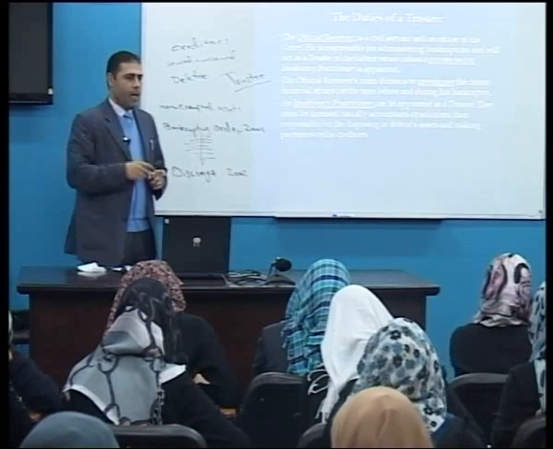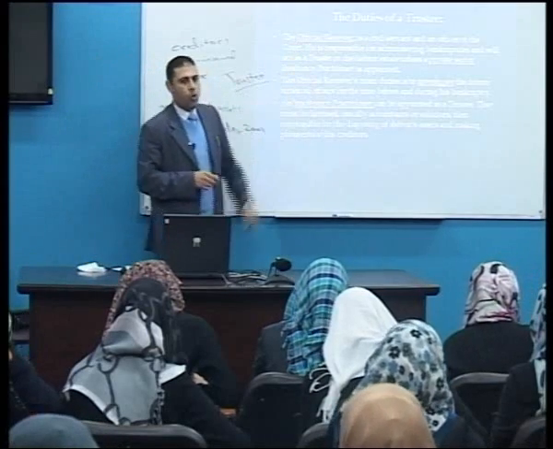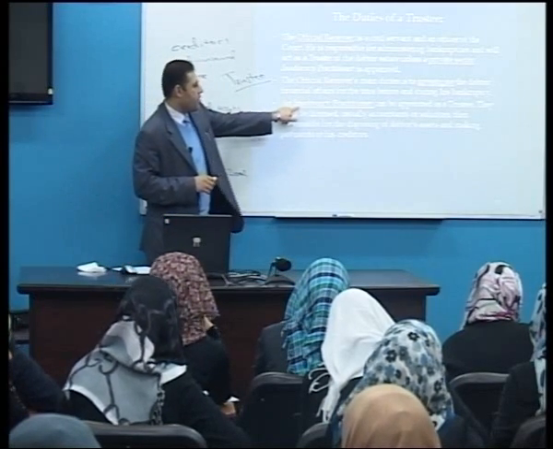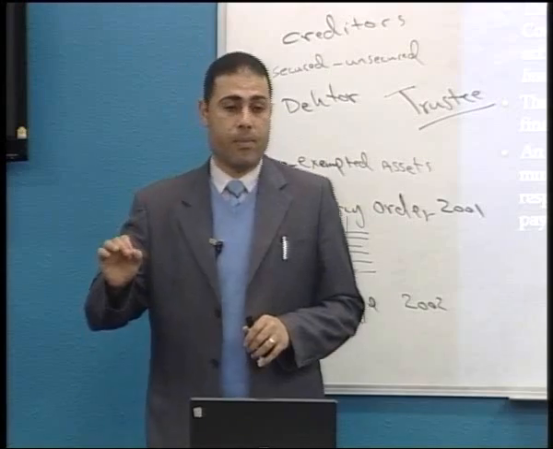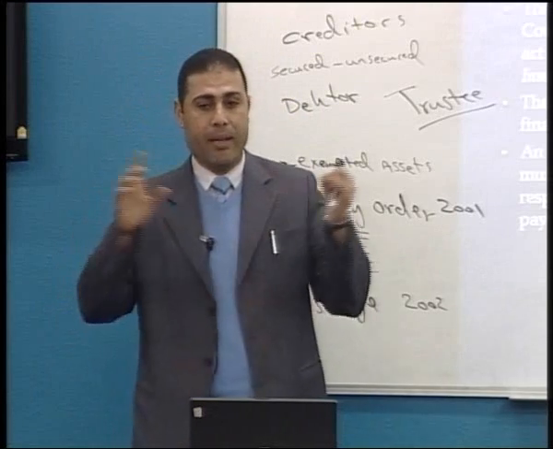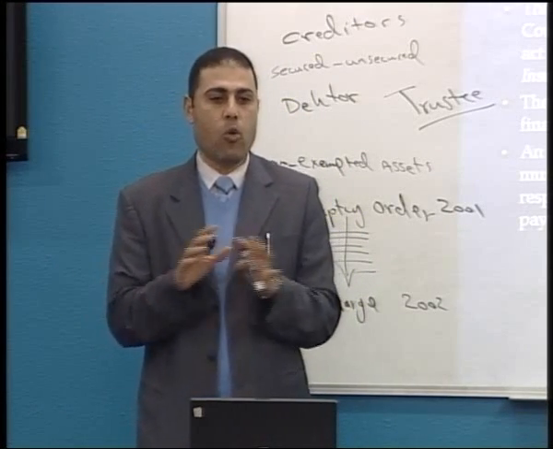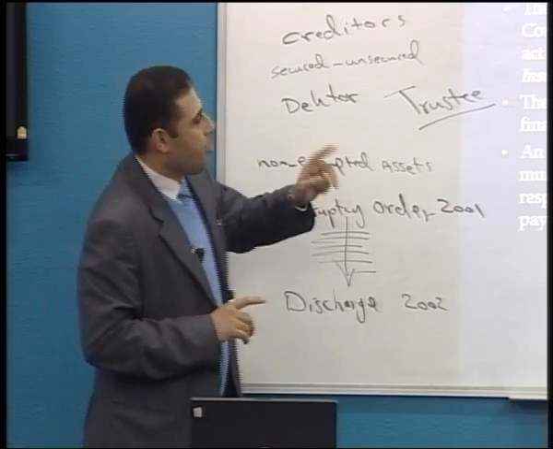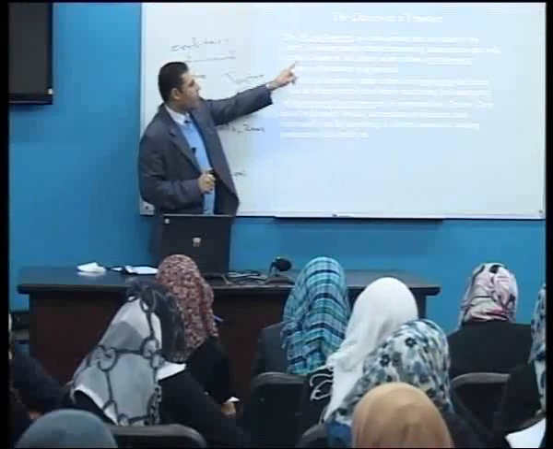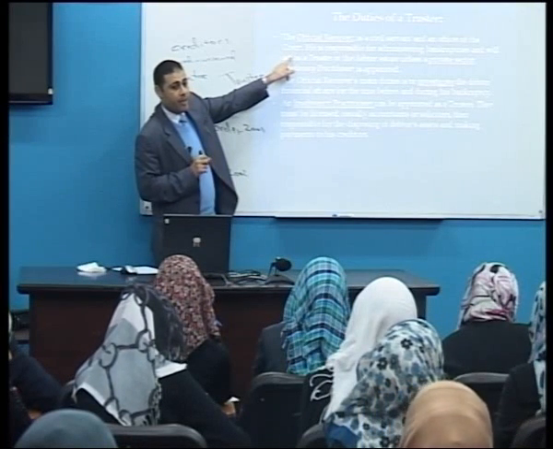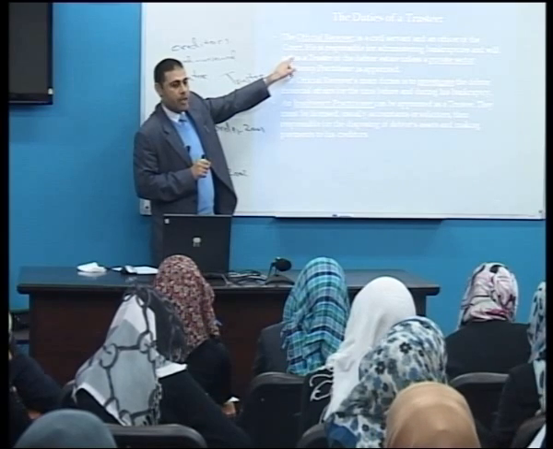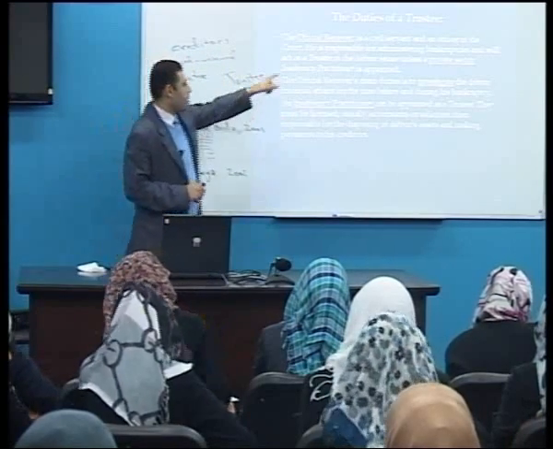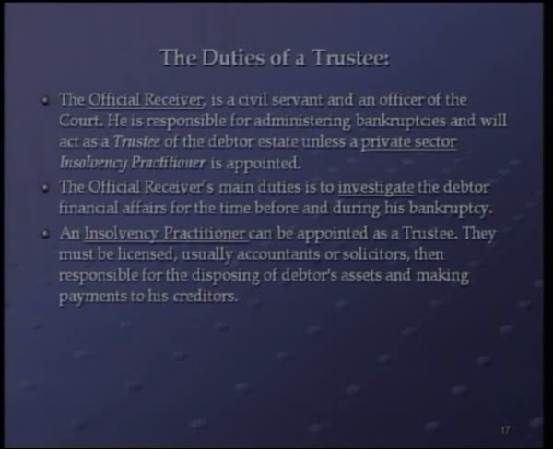Number 1, the official receiver is someone who works for the Ministry of Justice. He is a public employee. Meanwhile, an insolvency practitioner is an independent person. He can be an accountant, he can be a lawyer, he can have his own office. He does not work for the government. Independent, like a lawyer. Number 2, the duties. The official receiver is appointed by whom? By the court. But the insolvency practitioner is appointed by the debtor.